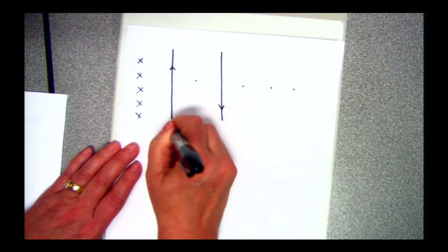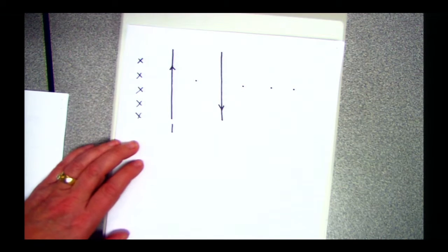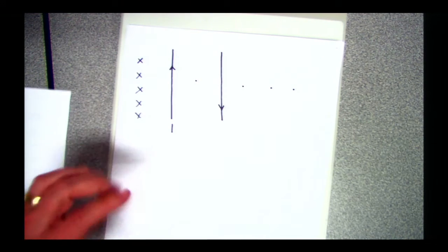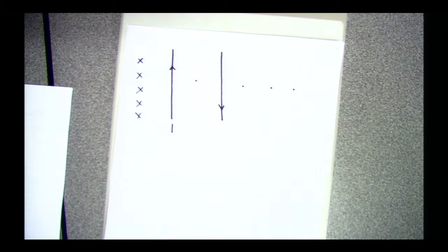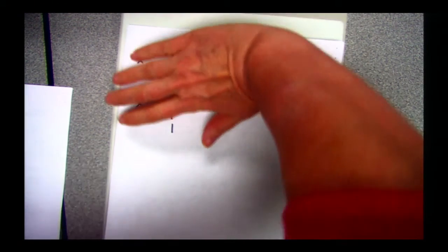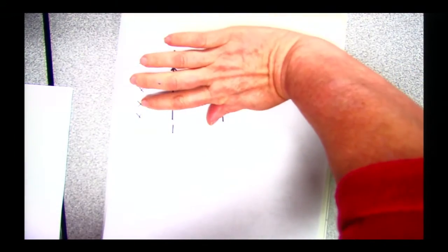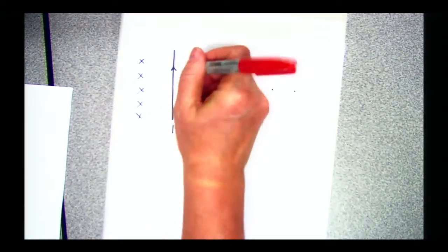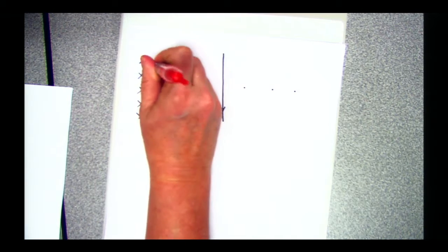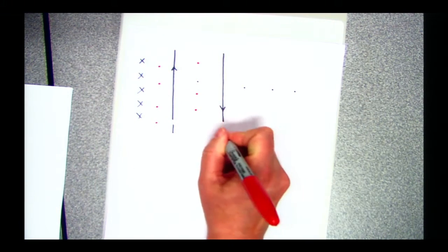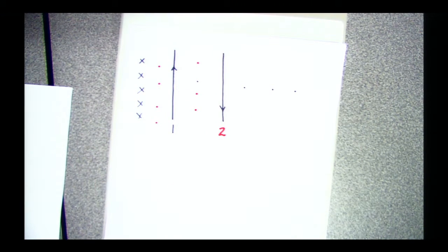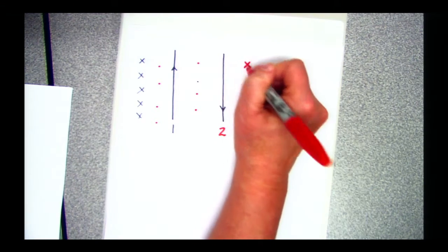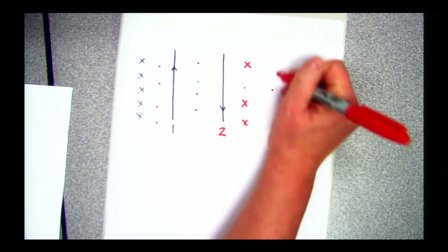So I'm going to use this as wire 1 in black. Now I'm going to do wire 2, and I'm going to actually use red to show it. If I do wire 2, my fingers are going along the current, my fingers are curling into the page. So anything on this side of wire 2 is going to go into the page, but anything on this side of wire 2 is going to come out of the page.